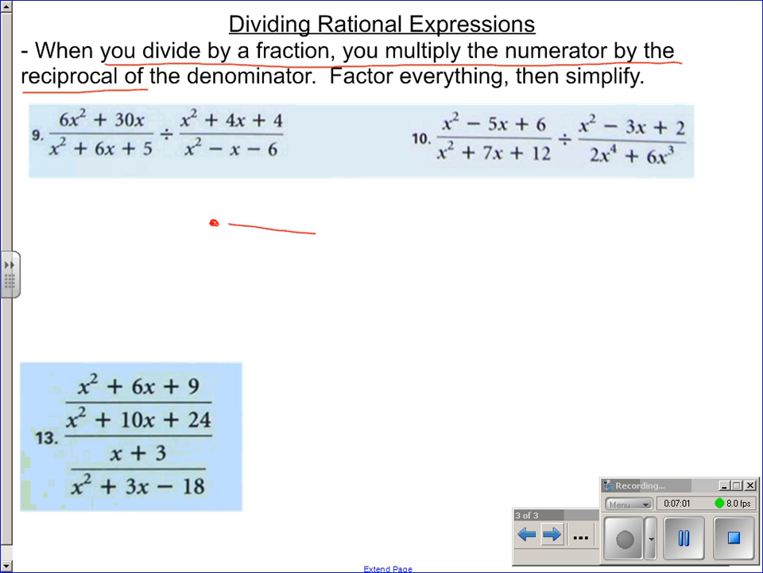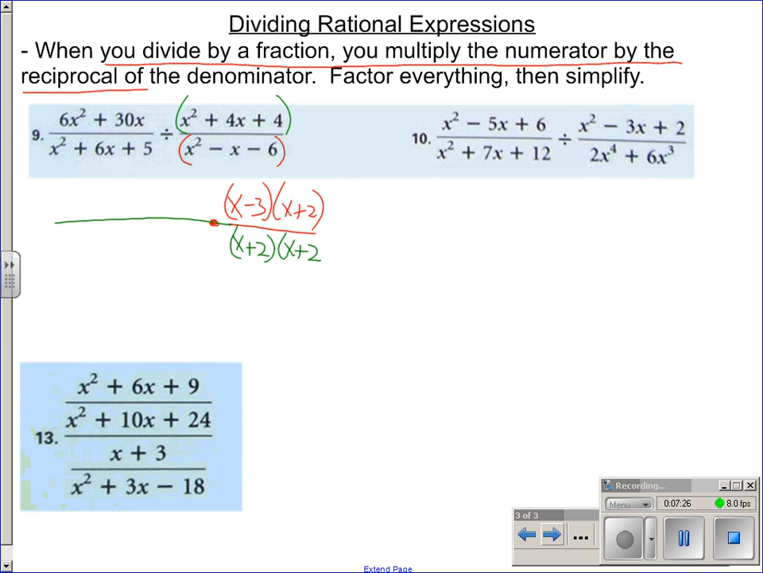Multiplied by. Now I'm looking at the denominator. When I take the reciprocal of it, that's going to become the numerator. So x minus 3 times x plus 2. That's now in the numerator. The numerator of what we're dividing by becomes the denominator. That factors to x plus 2 times x plus 2.